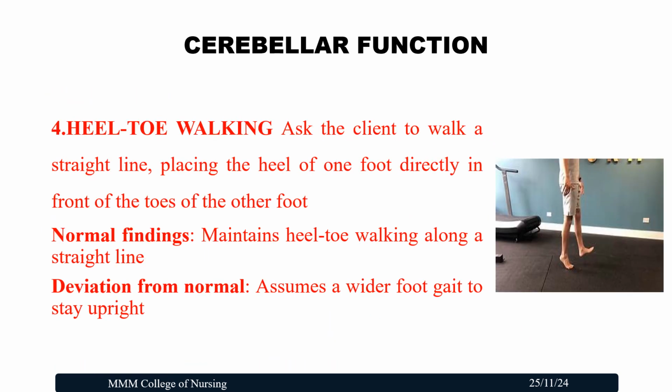Coming to the heel-toe walking, here ask the client to walk in a straight line, placing the heel of one foot directly in front of the toes of the other foot. The normal finding is that the client maintains the heel-to-toe walking along a straight line. The deviation from the normal findings is that the client assumes a wider foot gait and stays in an upright position.